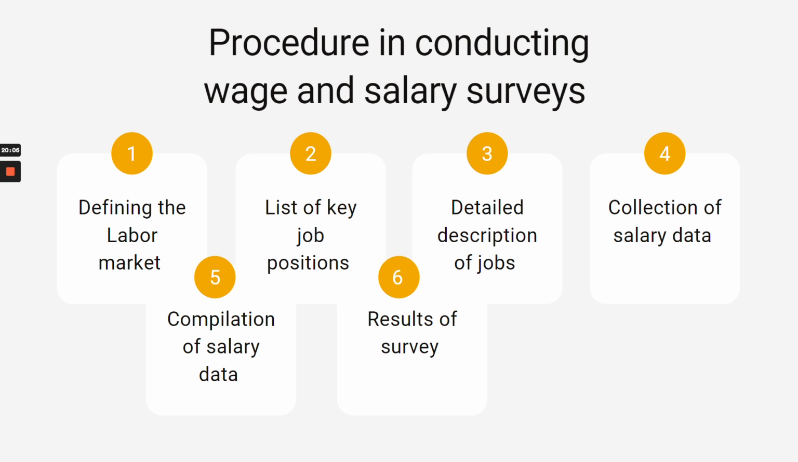One is you have to define the labor market. So you have to define which industry, which region or area you are going to do the survey in, or the firms that you will be surveying. So that's defining the labor market. Next, you have to list key jobs and positions that are common to most firms in the survey. This will ensure a representative sampling of the jobs that will be selected as universal for a particular wage or salary survey. So the survey should be done for the common jobs, no?